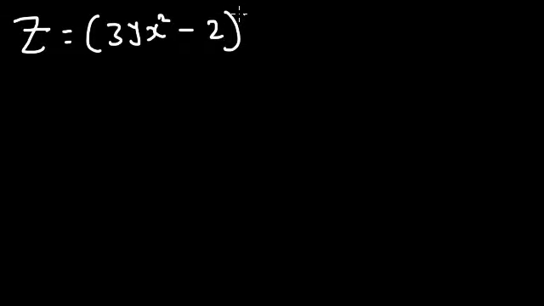Consider the function z that is equal to the product of (3yx squared minus 2) all to the power of 3, then multiply by (2x plus 5y) all to the power of 2.